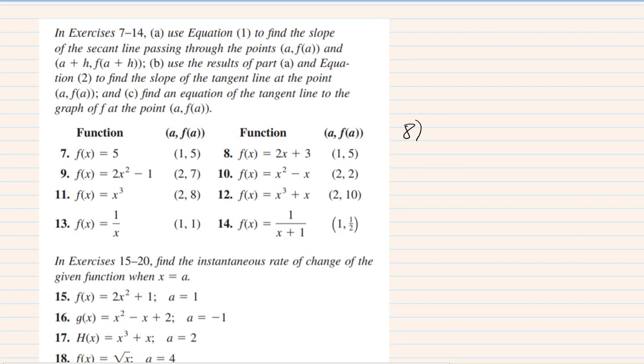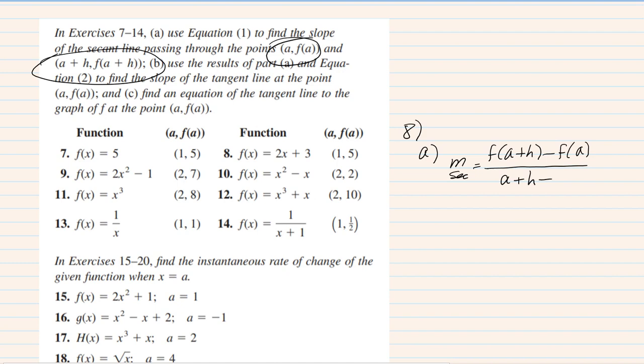In exercise number 8 here, part A, we want to find the slope of a secant line through points a, f at a, and h units later. So this is a general slope we want to find for the general point. M secant is going to be the difference quotient, f at a plus h minus f at a, and the denominator is actually a plus h minus a, but then these cross out, so that's why we only have h in the denominator.